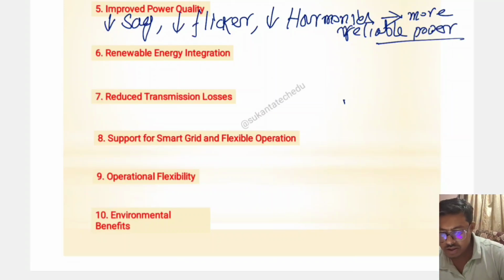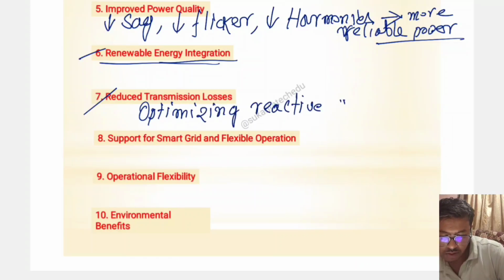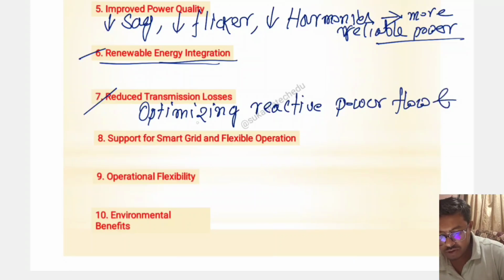And then renewable energy integration. FACTS devices enable the stable and efficient integration of variable renewable energy sources like solar and wind into the grid by supporting voltage and frequency control. This is only possible by using FACTS devices. Then reduce transmission losses, by optimizing reactive power flow and maintaining the voltage profile.